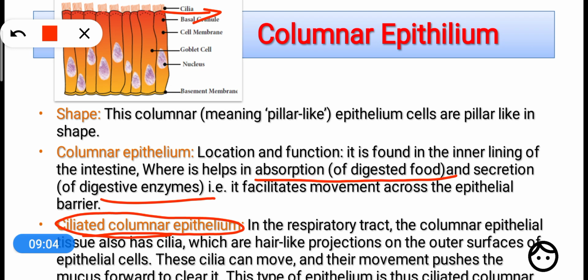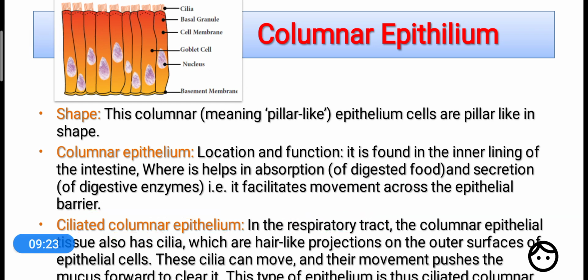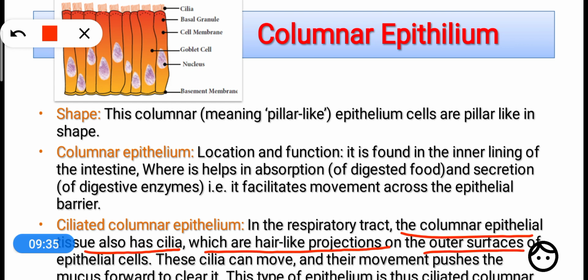It is found in the respiratory tract. The respiratory tract is the tract through which air passes into the lungs. So it starts with the nostril and ends in the lungs. This includes the nostril, nasal chamber, pharynx, and our windpipe, that is called the trachea. Okay, so dear students, in the trachea the epithelium is ciliated columnar epithelium. The ciliated epithelium tissue has cilia, which are hair-like projections on the outer surfaces of the epithelial cells. Here you can see these are the cilia.